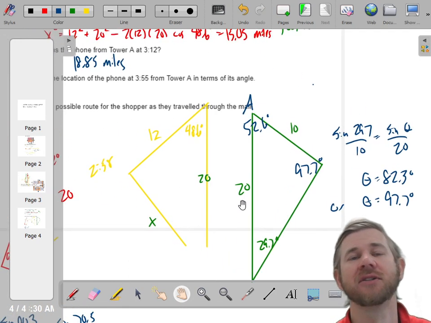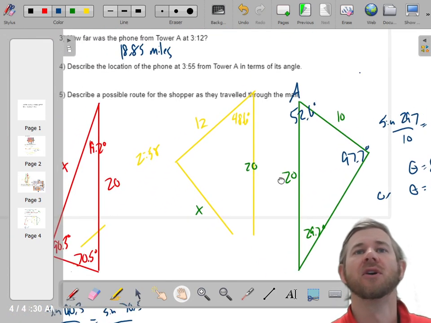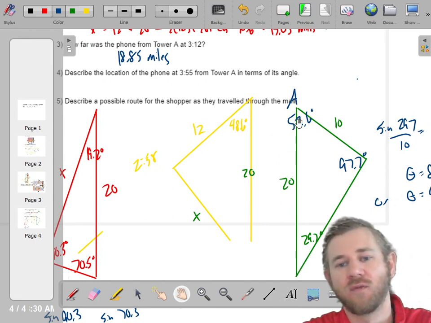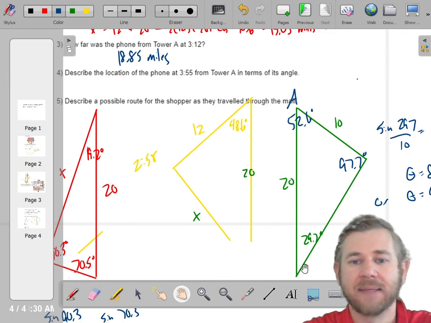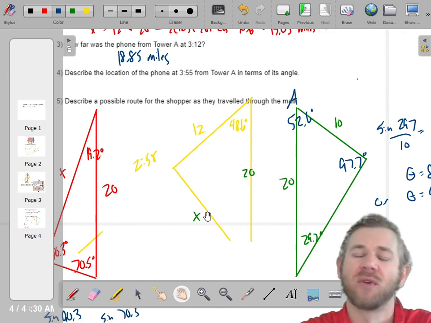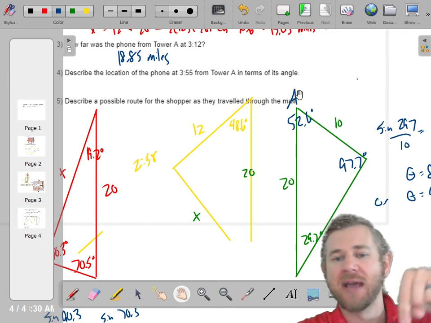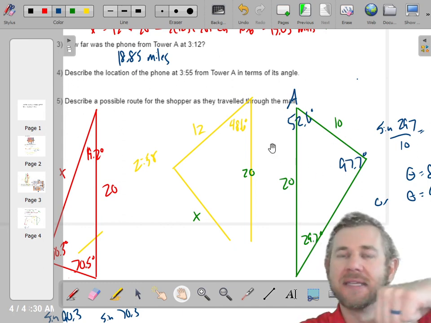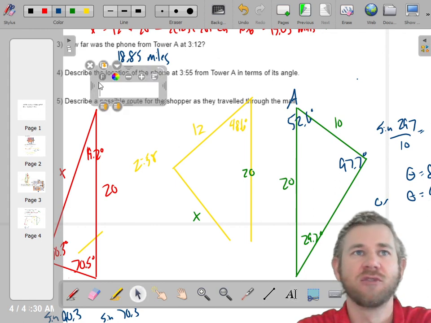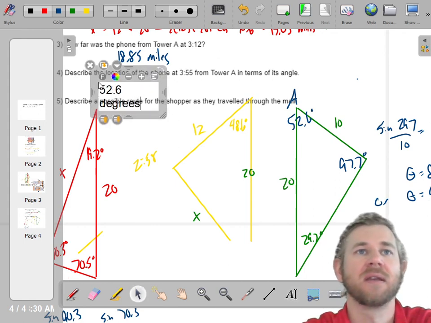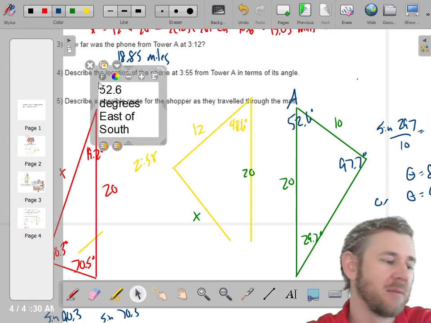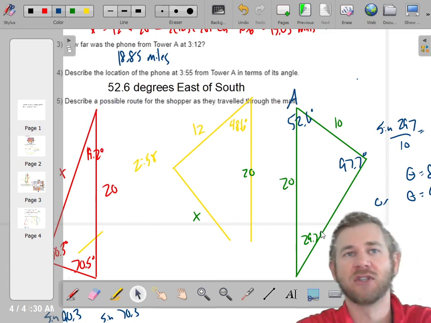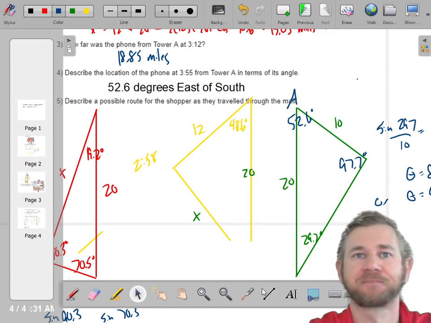Now it says describe it in terms of the angle. So this is going to be kind of weird, but if you would orient your protractor vertically, we'll call that, we're going to face south. So if I was at Tower A, I would want to face south, and then I want to rotate this way. So that's rotating east. So we would say this is 52.6 degrees east of south, because you face south and then you look east. This is 52.6 degrees east of south.